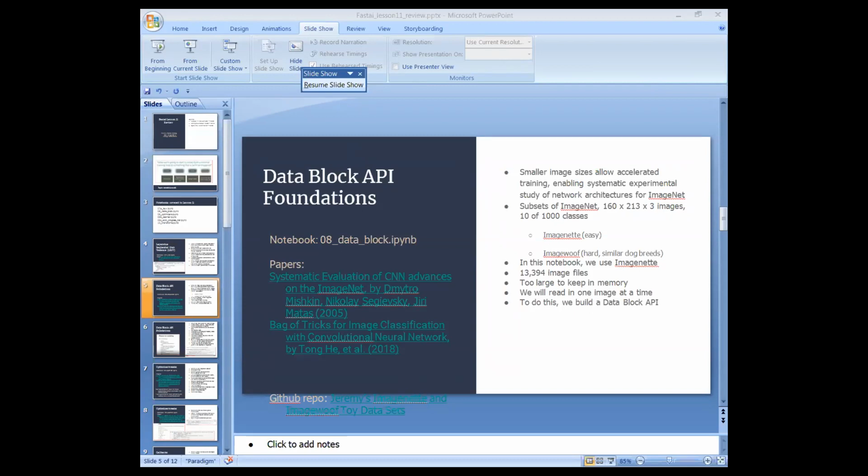And that's what Jeremy's done, and that's what these guys did in this 2015 paper. I'm sorry about the typo. It's a 2015 paper, Systematic Evaluation of CNN Advances on ImageNet.